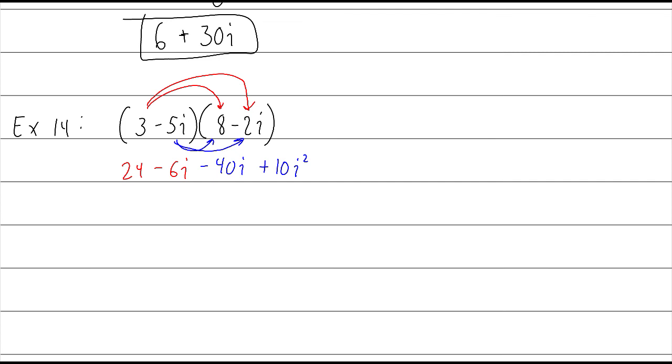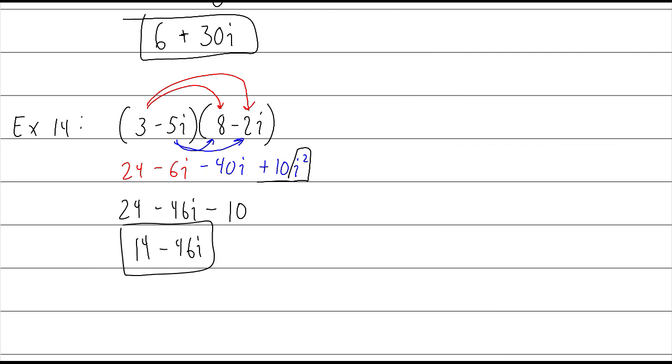All right, so I see this i squared. I immediately know that's going to turn into a negative 1. So this is going to change into a minus 10. That's how you want to think about this. Whenever you see that i squared, just change the sign without going through the whole process of working it all out. Save yourself some space. So 24, negative 6i minus 40i is negative 46i. And this plus 10i squared turned into a negative 1, so that makes this a minus 10. More like terms: 24 minus 10 is 14. So if I multiply these two complex numbers, I get a new complex number.